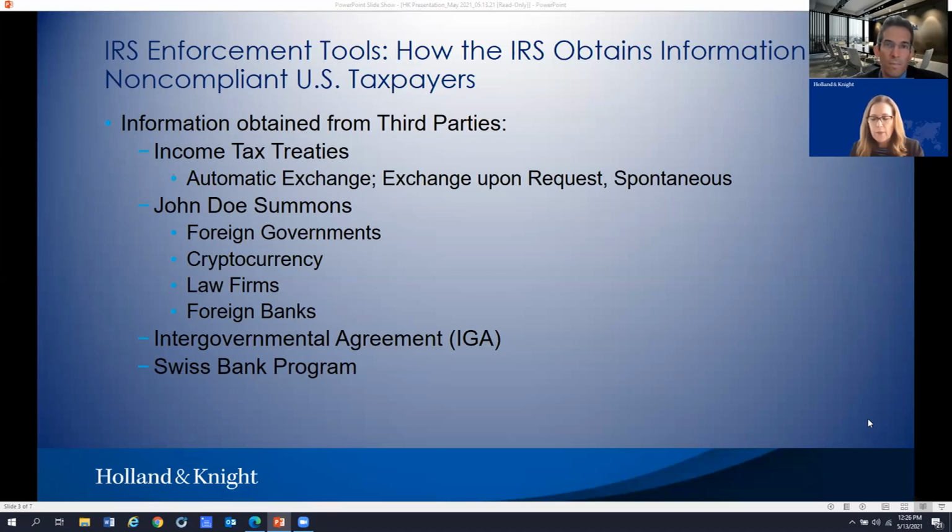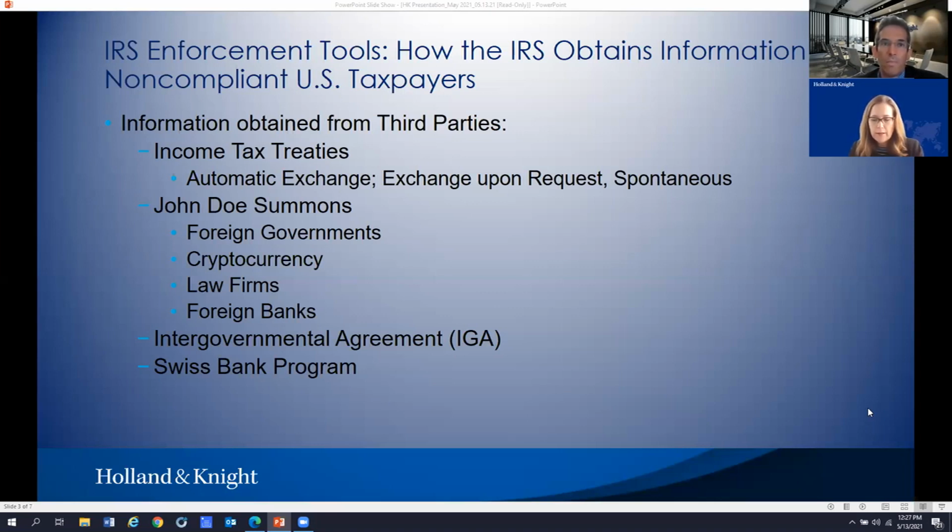The Model 2 IGA is less common, more simplified, but there are only a handful of countries that have entered into a Model 2 IGA. And under that agreement, the foreign financial institutions have agreed just to transmit information on US accounts directly to the US taxing authorities rather than going through their own home country taxing authorities.